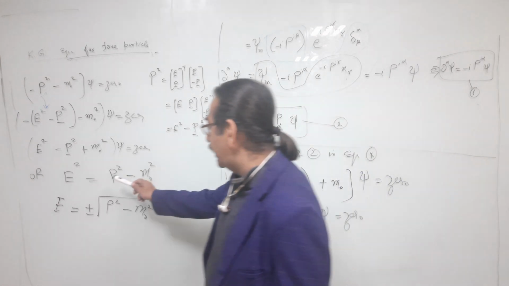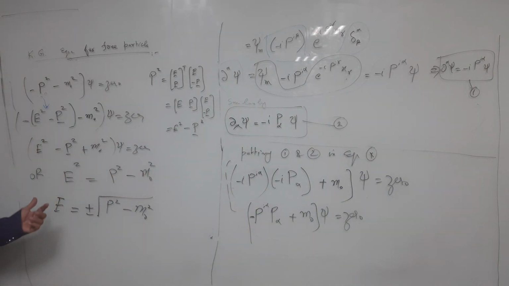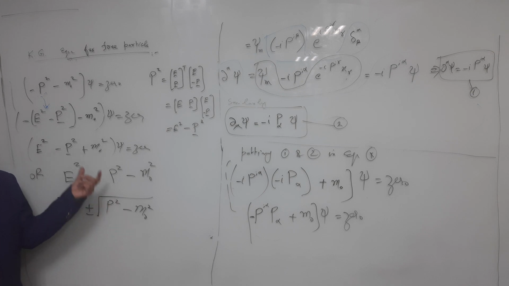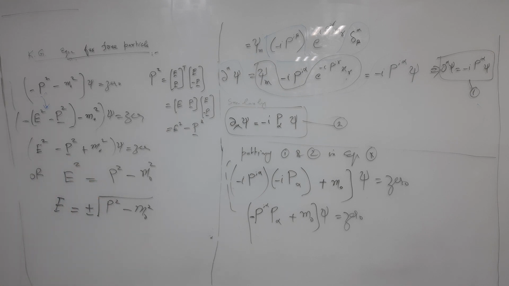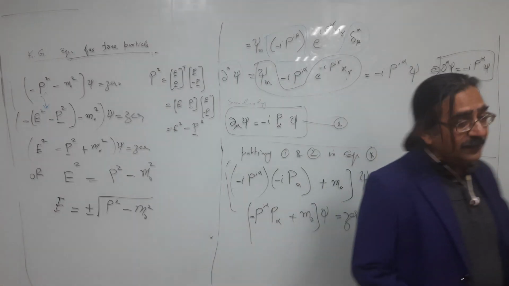So this is the eigenvalue solution, and this is the eigenvalue of energy. So the KG equation gives two eigenvalues of the energy. One is related to positive and one is related to negative. So it was a very surprising result: energy may be negative.